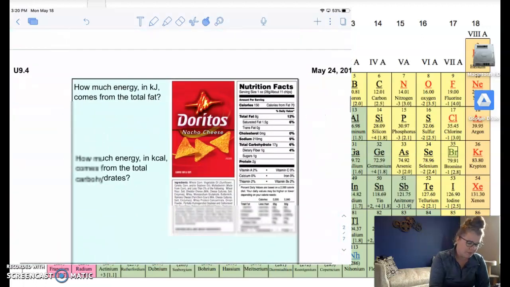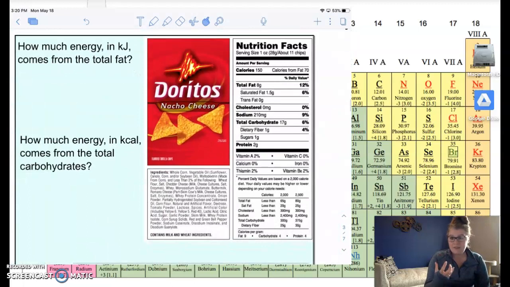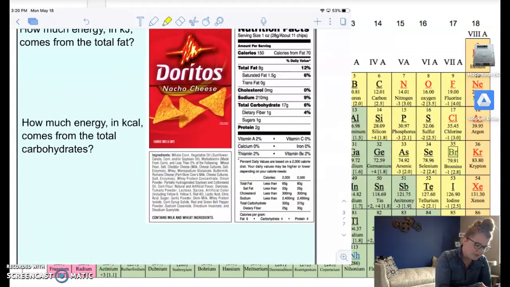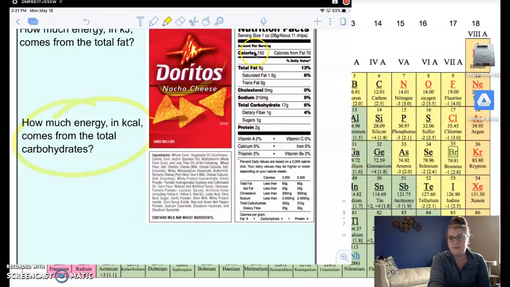So for example, with that information, we can basically do a bunch of different conversions. So here, let's do the second one first, actually, and then we'll come back up to the first one. So looking at this one here, how much energy in kilocalories comes from the total carbohydrates? So we are given all the information here. Okay, so they've already added up all these values to get to the 150 kilocalories. But what if we were curious just about the carbs? So the total carbohydrates is 17 grams.